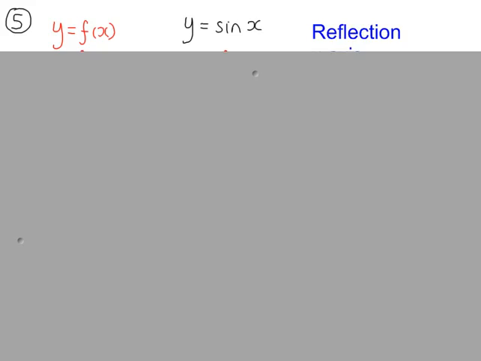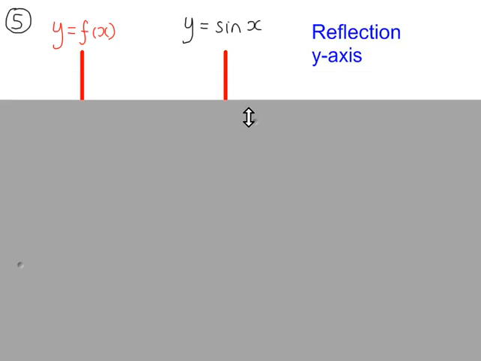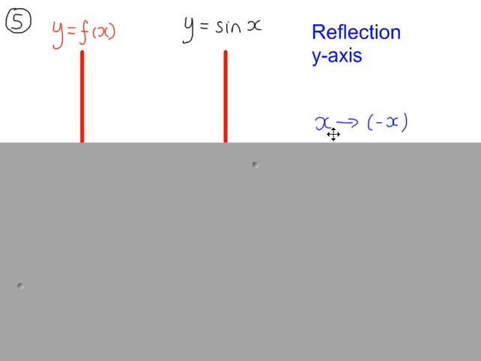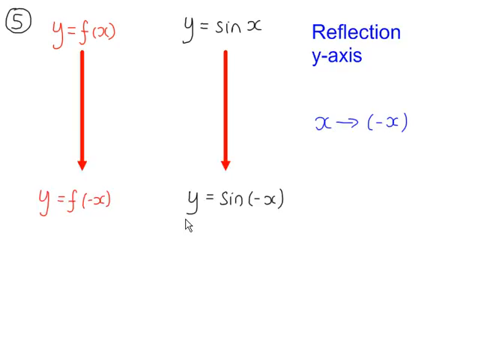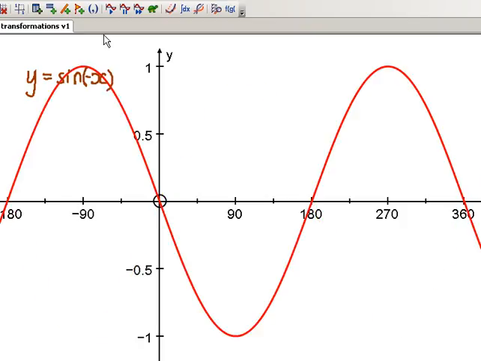Example 5, a reflection in the y-axis. So in the equation you replace the x with minus x to get y is equal to sine minus x. So the graph of y equals sine x will be reflected in the y-axis to get the graph of y equals sine minus x. So this is the reflected graph in the y-axis.